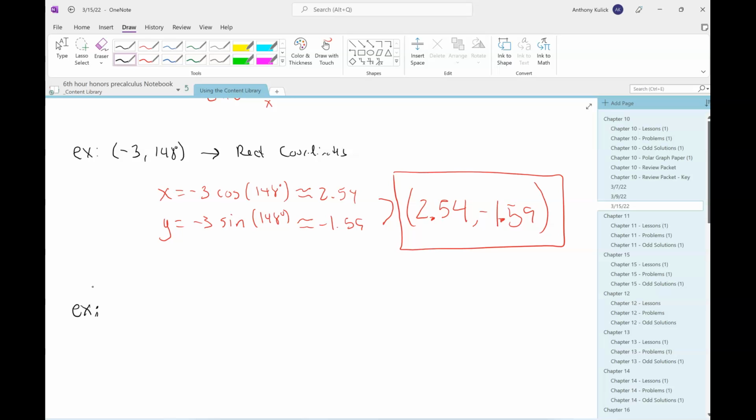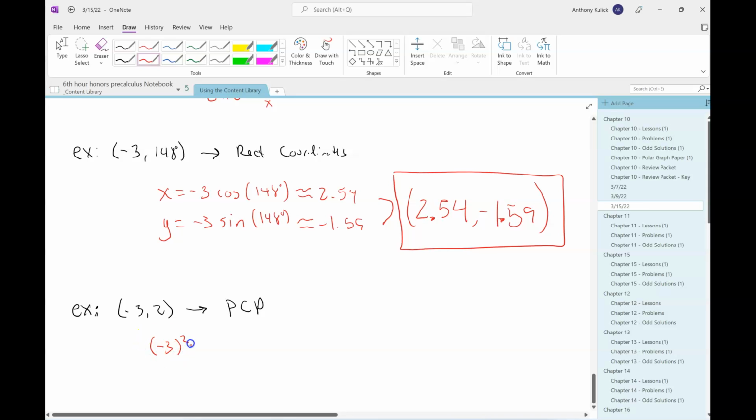All right. What if we want to go the reverse direction? So what if I want to take this and turn this into a polar point? Well, getting r is pretty easy. Now technically here, because we're talking about a polar coordinate point, this r could be positive or negative, right?